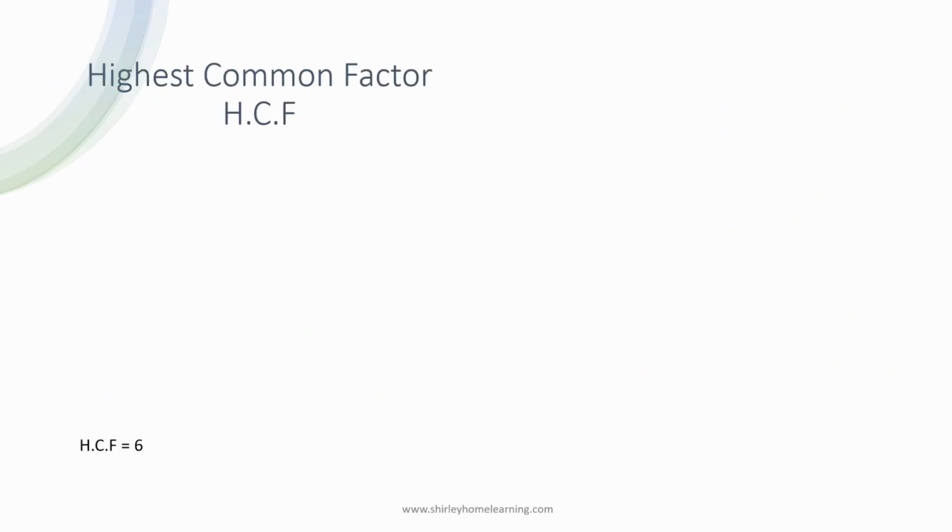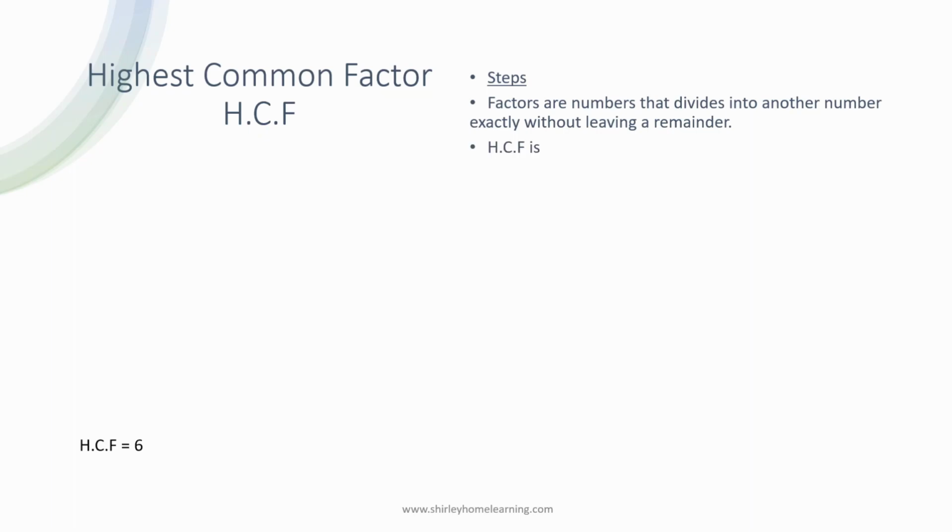So now what we are going to focus on is the highest common factor. Now, as you have learned before, what is a factor? A factor is something that divides the number exactly without leaving a remainder. And HCF, which is the highest common factor, means that you are going to first write what the factors are, and then we are going to find out what the common factor is.